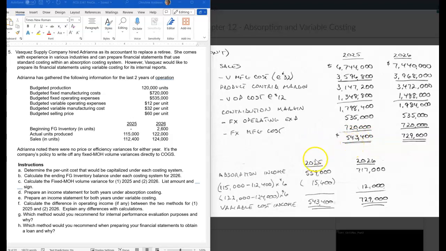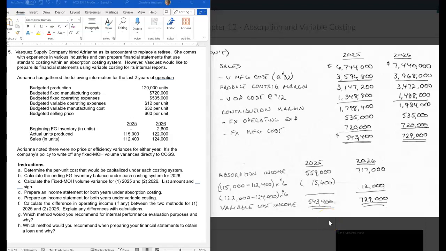Absorption income is usually less or more, depending on which direction inventory is going, but it's going to be different based on how much fixed overhead they have attached to units in inventory. So in this case, we produced 115,000, we sold 112,000, so inventory increased. So $6 per unit went on the balance sheet. So variable costing income would be less by 15.6, or 543.4. So that's your difference. It's all going to be based on that.